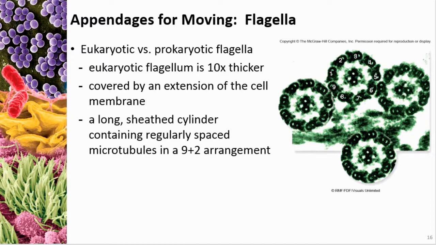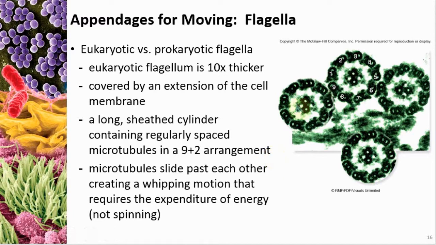It's got a sheath around it, as we just mentioned, and it's actually made up of these microtubules in a 9+2 arrangement. And so if you look over here at the picture on the right, there are 9 microtubules on the outside and 2 microtubules on the inside. All right, so that's where we get this 9+2 arrangement. And so the way these things move is there's interactions, kind of like actin and myosin in the sliding filament mechanism of a sarcomere, how they interact with each other. So these middle fibers will interact with the outer fibers and create a whipping motion, not a spinning motion. And of course, this is going to require energy, right?